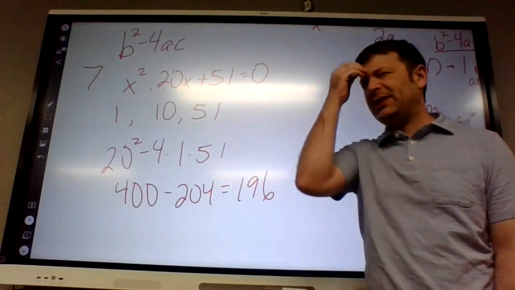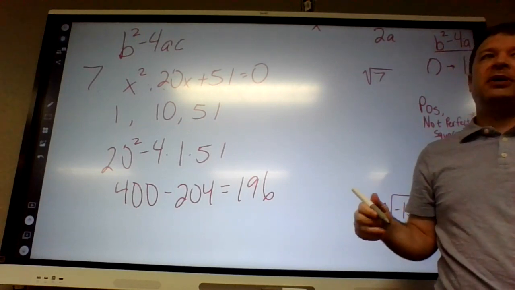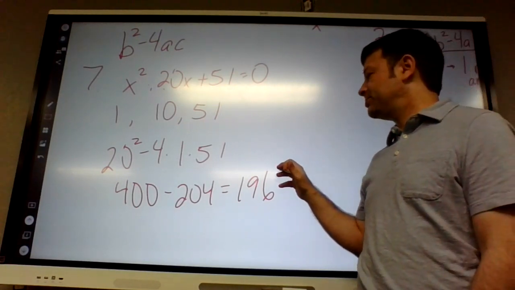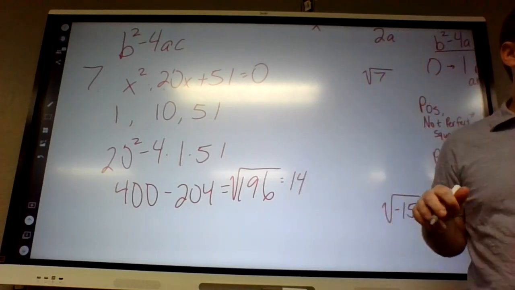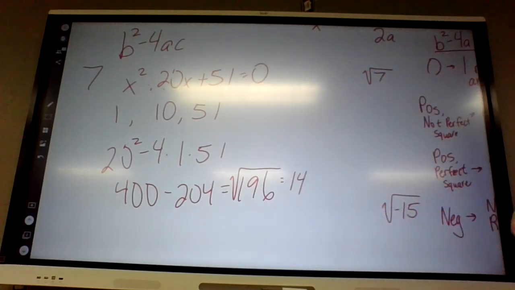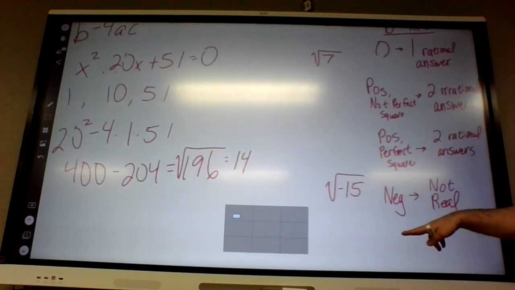Does 196 have a square root? Yes. Well, if we didn't know, just plug it in the calculator. It does. Use the calculator. That's what those are for. 13 is not too far. Okay, anyways, it does have a square root.